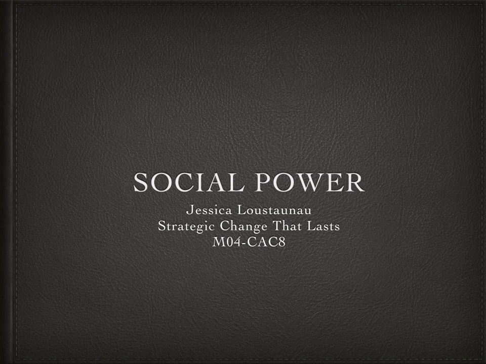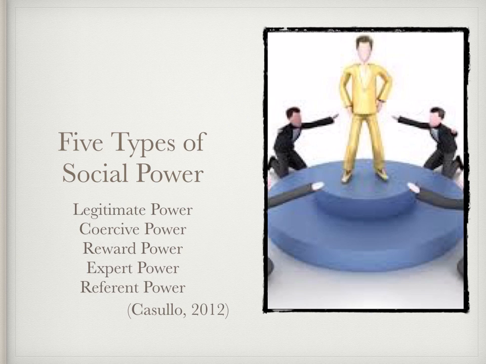Today, I'm going to discuss the topic of social power. There are 5 types of social power. Social power is the potential for social influence. The available tools that one has to exert influence over another can lead to a change in that person. These are the 5 types of social power: legitimate power, coercive power, reward power, expert power, and referent power.